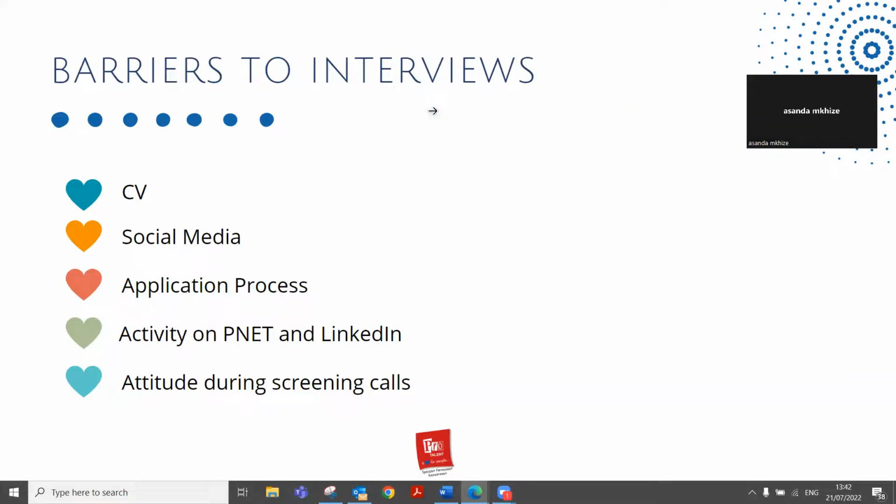Now, I've seen this a lot of the times on LinkedIn. A lot of people post this and I sometimes feel sorry for the candidates because no one's telling them why this is happening. So I just want to touch on some of the barriers that will prevent you from getting to an interview. And the first thing we need to look at, obviously, is your CV, okay?